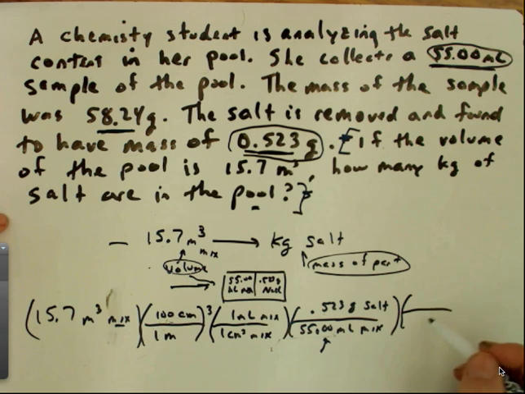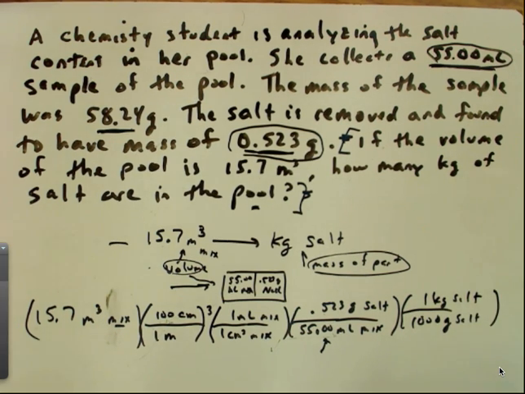Then I can say 1,000 grams of salt is the same thing as a kilogram of salt. So you can pick up your calculator and you can say, well, 15.7 times 100, and I'll cube that one, times 0.523 divided by 55 divided by 1,000, and I get 149.